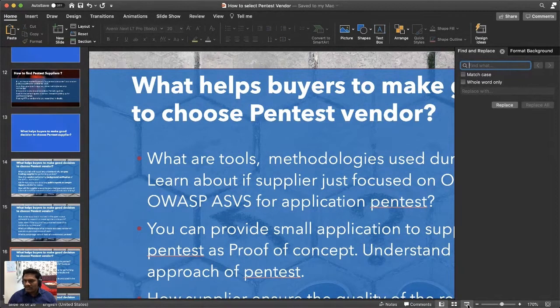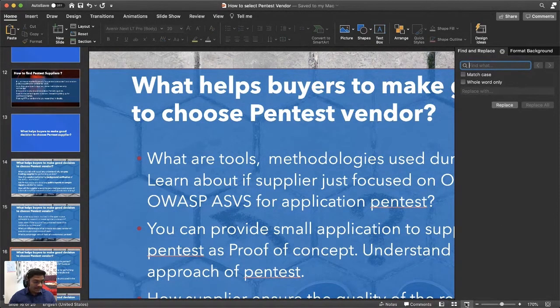So Nitin is asking, how about on-demand pen test vendors? I cannot comment about any other vendors because they have their own methodologies. This is the way you can actually find out whether they are really good or bad, right? I'm going to share this presentation copy with you as well so that you can go through it. And if you have any questions, Nitin, just let me know. I will put you on the call as well if required.